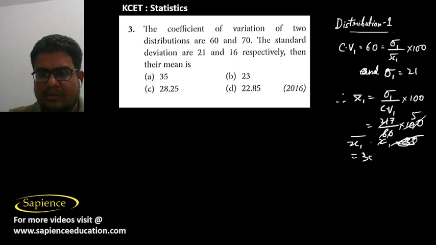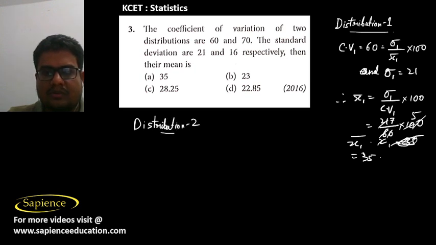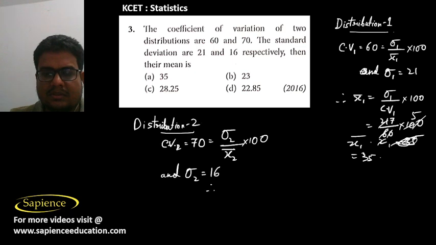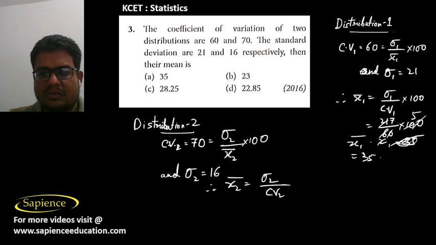X1 bar is equal to 35. And for the second distribution, the coefficient of variation CV2 is 70, which is equal to the standard deviation of the second distribution divided by the mean of the second distribution, times 100. Here it is given that the standard deviation of the second distribution is 16. Therefore the mean of the second distribution will be sigma 2 by CV2 times 100. So that will be 16 by 70 into 100.